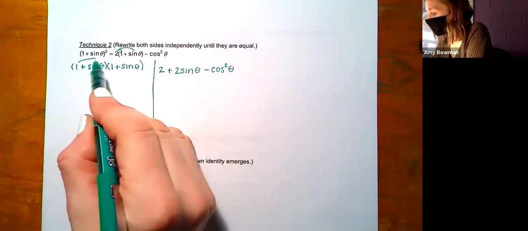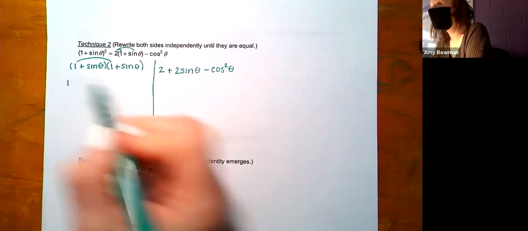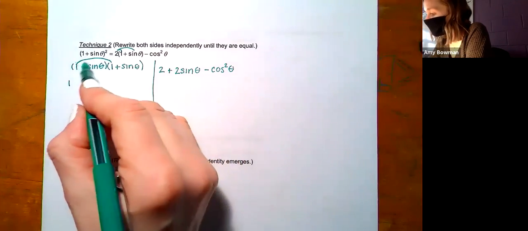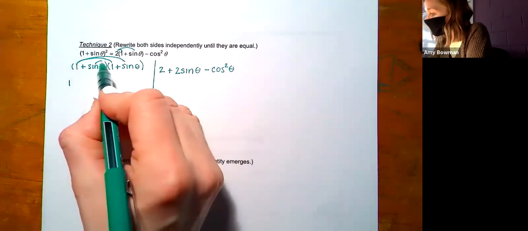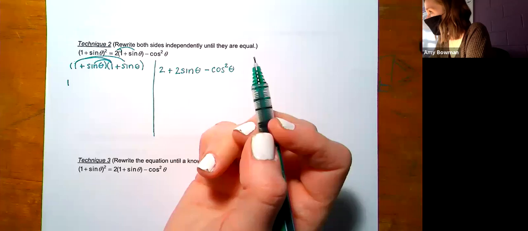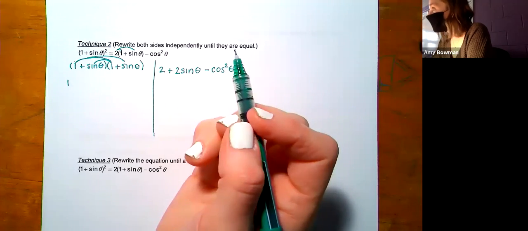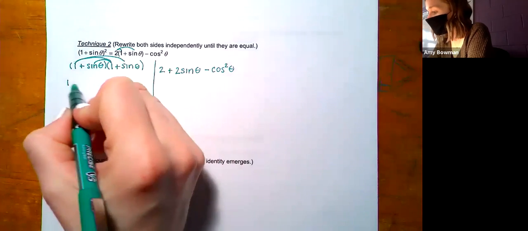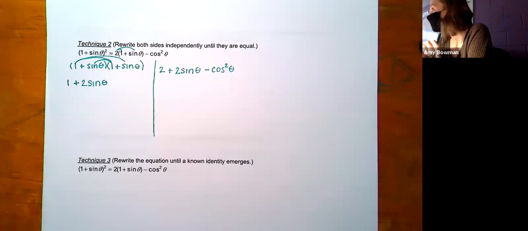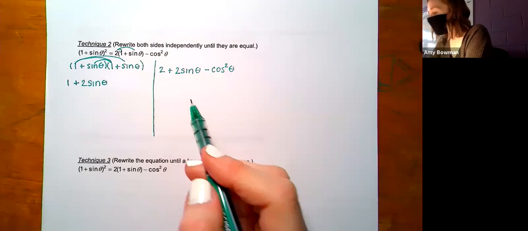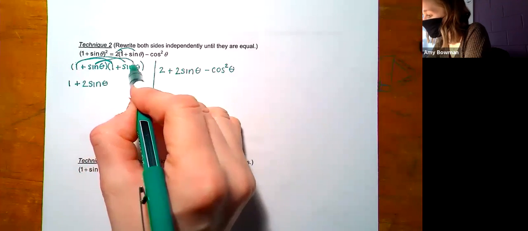So 1 times 1, 1 times sine theta, just sine, plus sine theta times 1. So I have 2 sine thetas. Yeah, so sine theta plus sine theta is what's gonna result there. So that's 2 sine thetas, which is a good sign because look, on the other side, I also have 2 sine theta. Okay, and then my last one is sine squared theta.